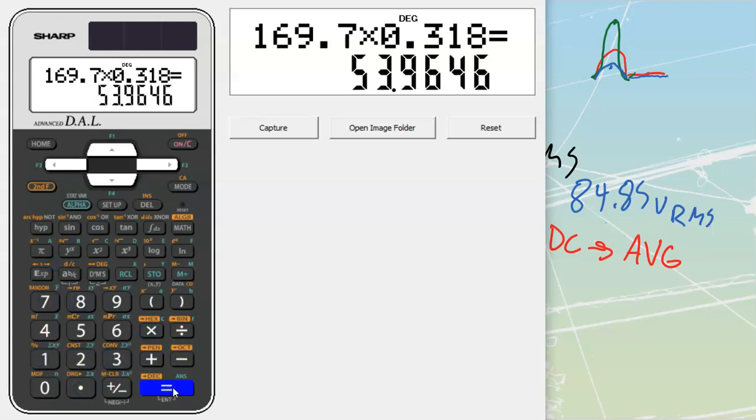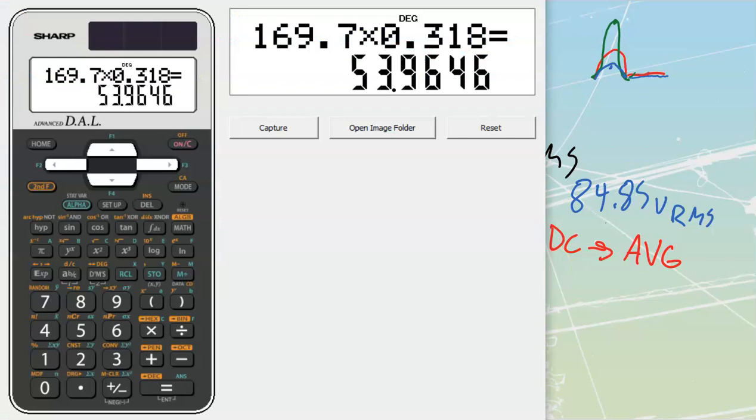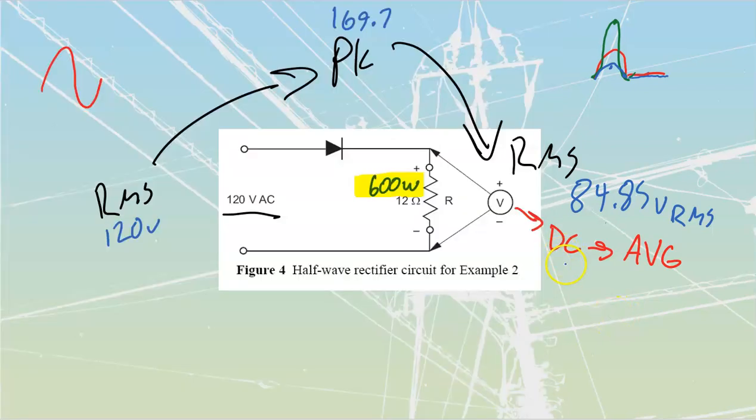Gets me to a value of 53.96 volts. This is going to be a DC average value of volts. So let's place that in there. I think I'm going to just round this one. 53.96, we are going to round that to 54 volts. So we're going to say 54 volts AVG, average value of volts. We do want to subscript it because we are looking at an average value. We need to know what we are looking at over here.